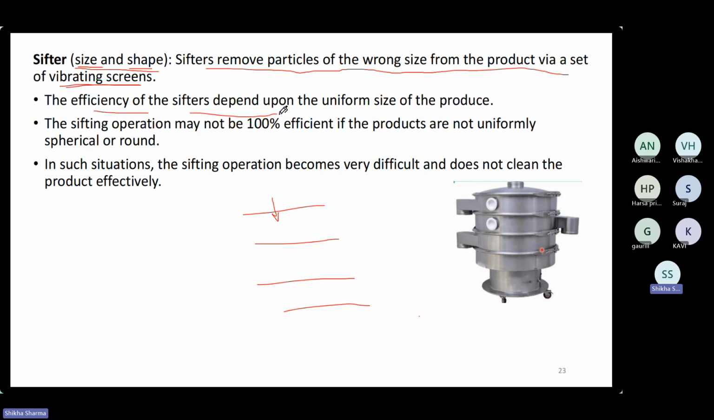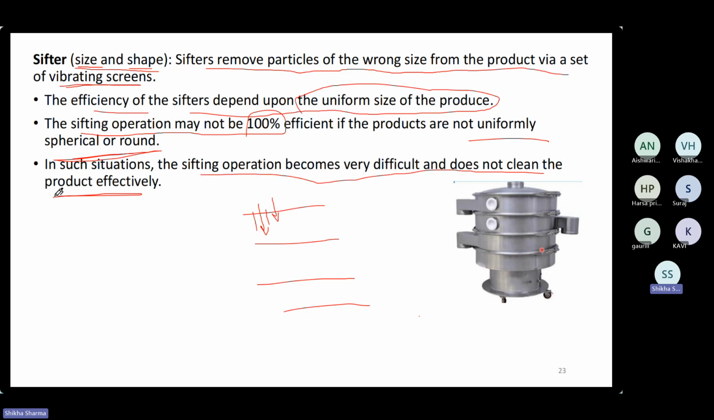The efficiency of sifters basically depends on the uniform size of the product. Sifting may not be 100% efficient if the products are not uniformly spherical or round, because we have a particular size mesh, and the particles should pass through it. In such cases, the sifting operation becomes difficult and does not clean the product efficiently. So we should have a uniform size of product so that the sifting operation can be efficient.